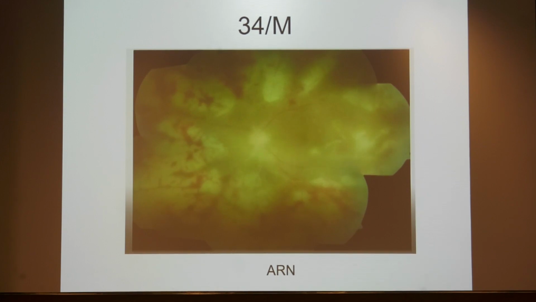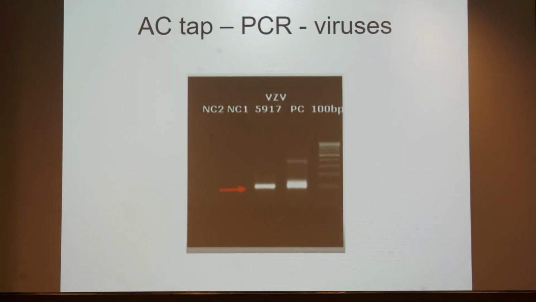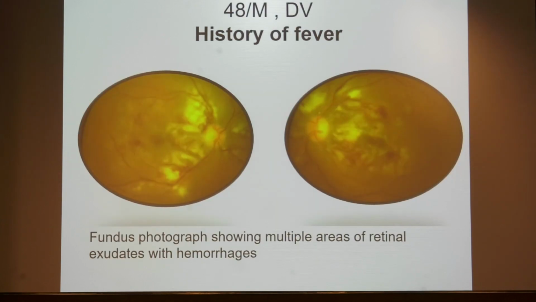So what would you do? Obviously, we would do a PCR for the viruses, and also assess his immune status, so do a CD4 count and an ELISA HIV. He tested positive for VZV.